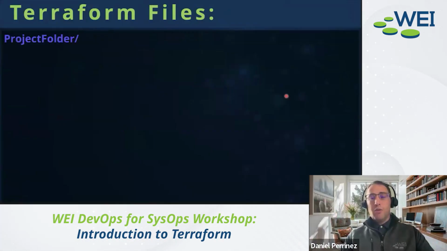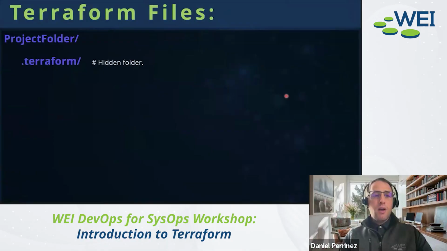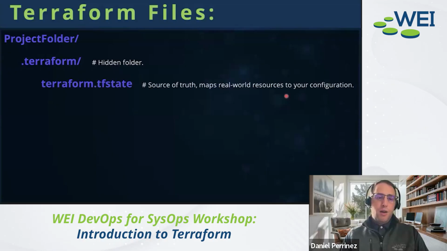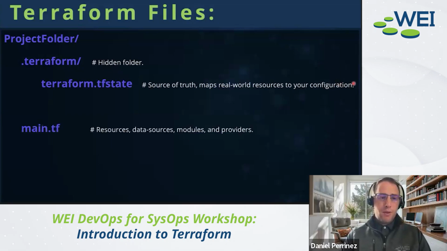Well, start in your project folder, your working directory. When you hit terraform init, right, when you type that in, the first thing that's going to be created is a .terraform hidden folder. You'll have your TF state file in here, as well as a number of other files that are just used for the backend functionality of Terraform.